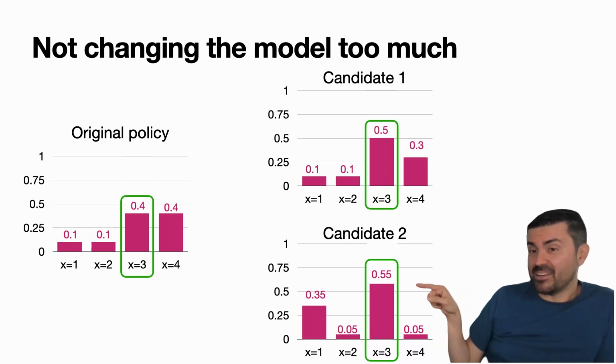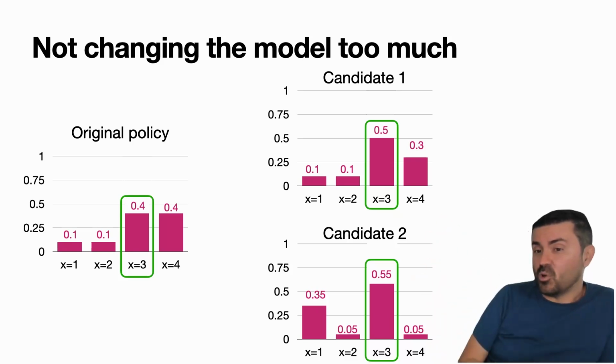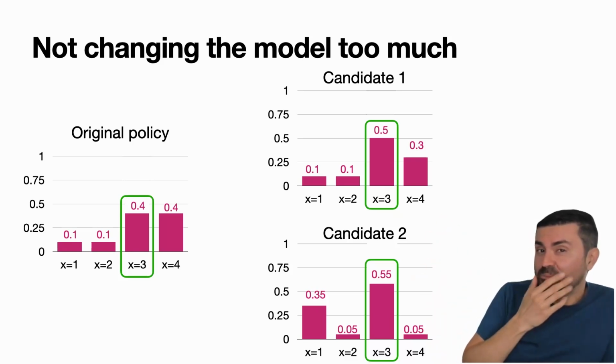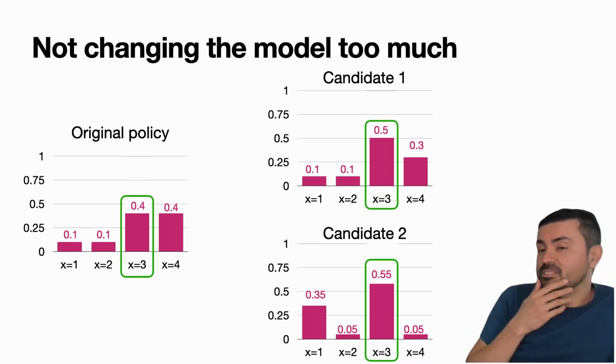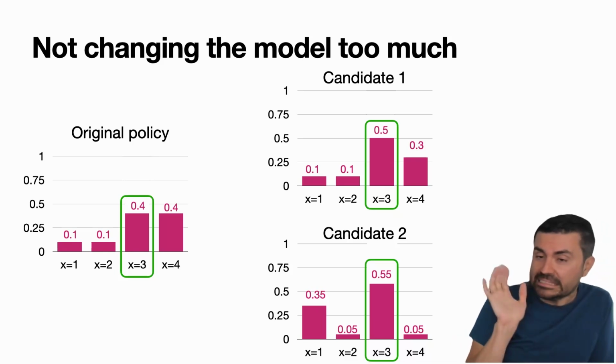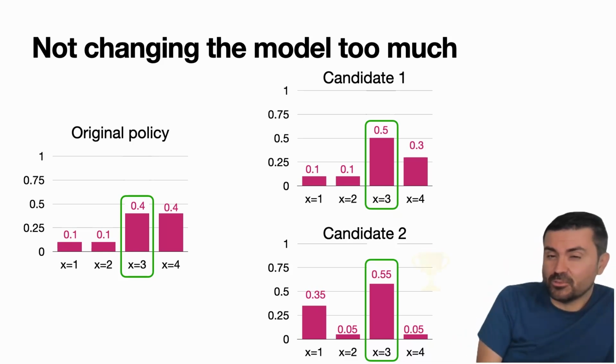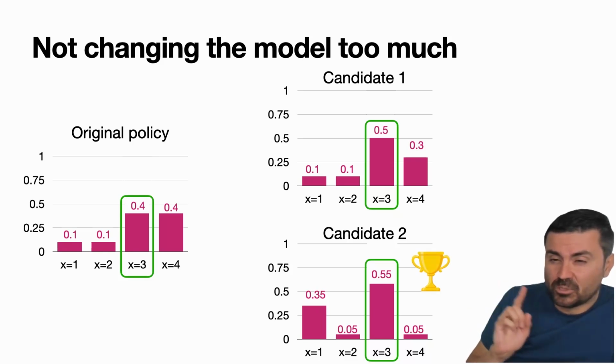So this one looks better because check it out. It increased the probability of the output being x equals 3 more than candidate 1. So which one do you like more? Well, I hope the suspiciousness in my voice hinted that maybe giving the trophy to candidate 2 is not exactly what we want.